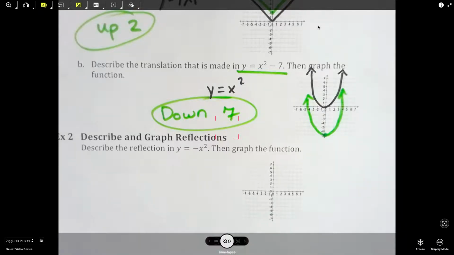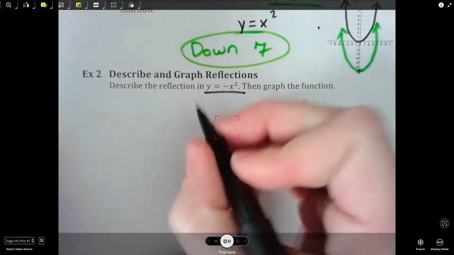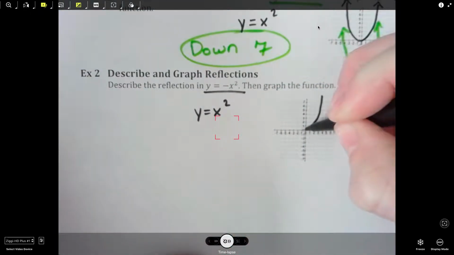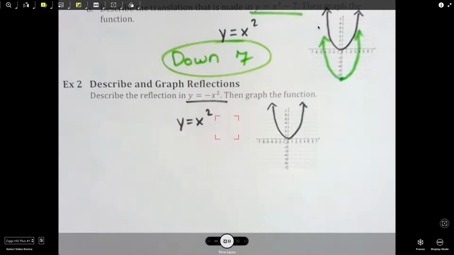Next one, describe and graph reflections. If I strip away everything else, what's left over for this one? Y equals x squared. That's what I'm starting with. It's the same thing as in the last one, a parabola that looks like this. When the negative is in front of the x squared, not in parentheses, in front of the x squared, what's the rule?